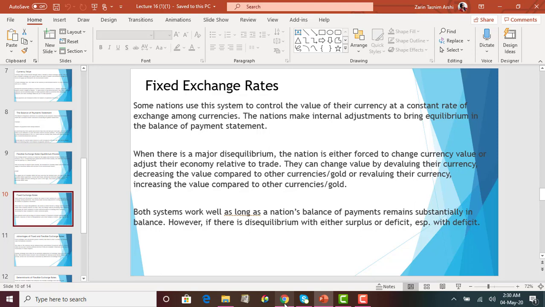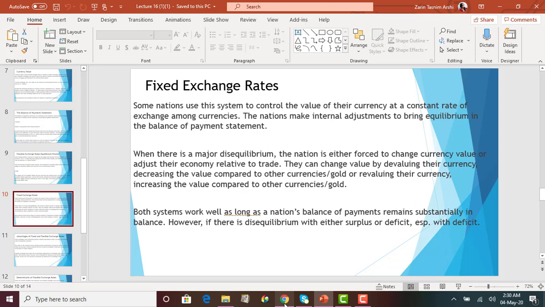So let's say one US dollar will be equal to 100 yen, but one Canadian dollar will be equal to 90 yen. So it will vary from country to country, or basically the amount is fixed relative to another currency. Okay, but if there is a major disequilibrium in trade or in the exchange rate, the nation is either forced to change the currency value or adjust their economy relative to trade.